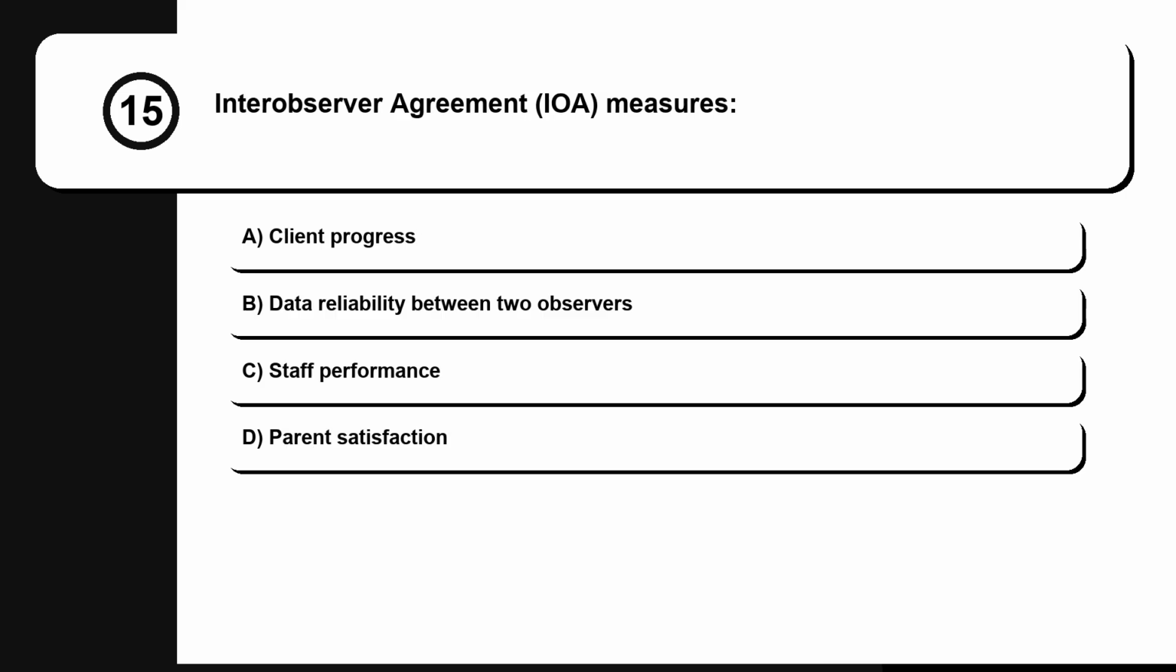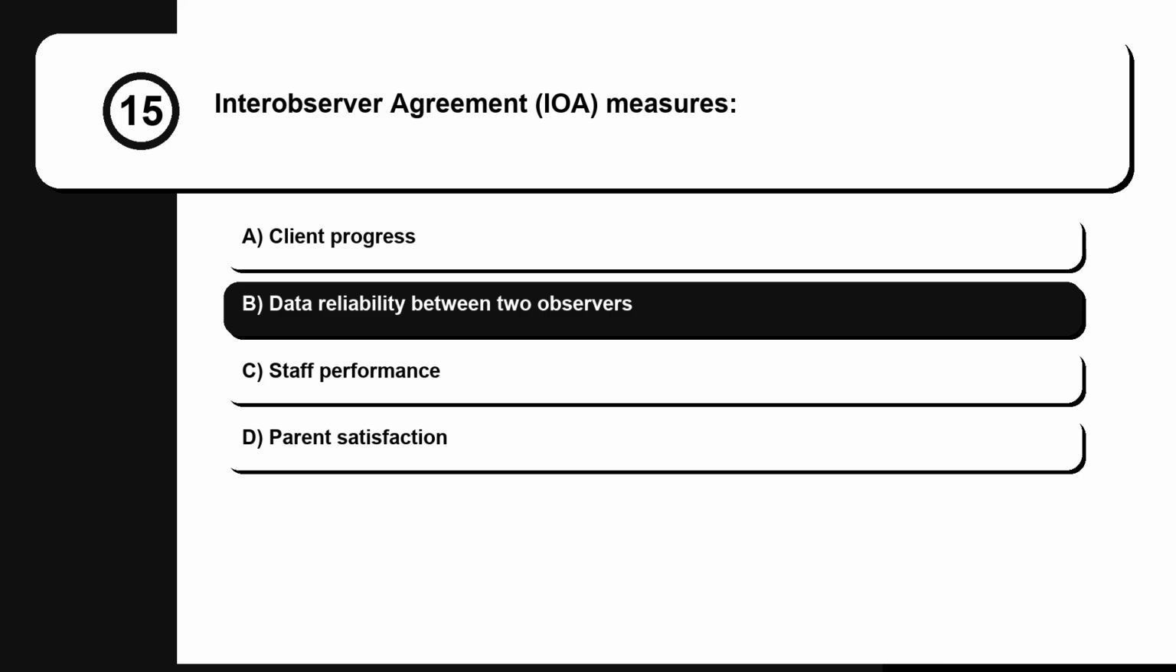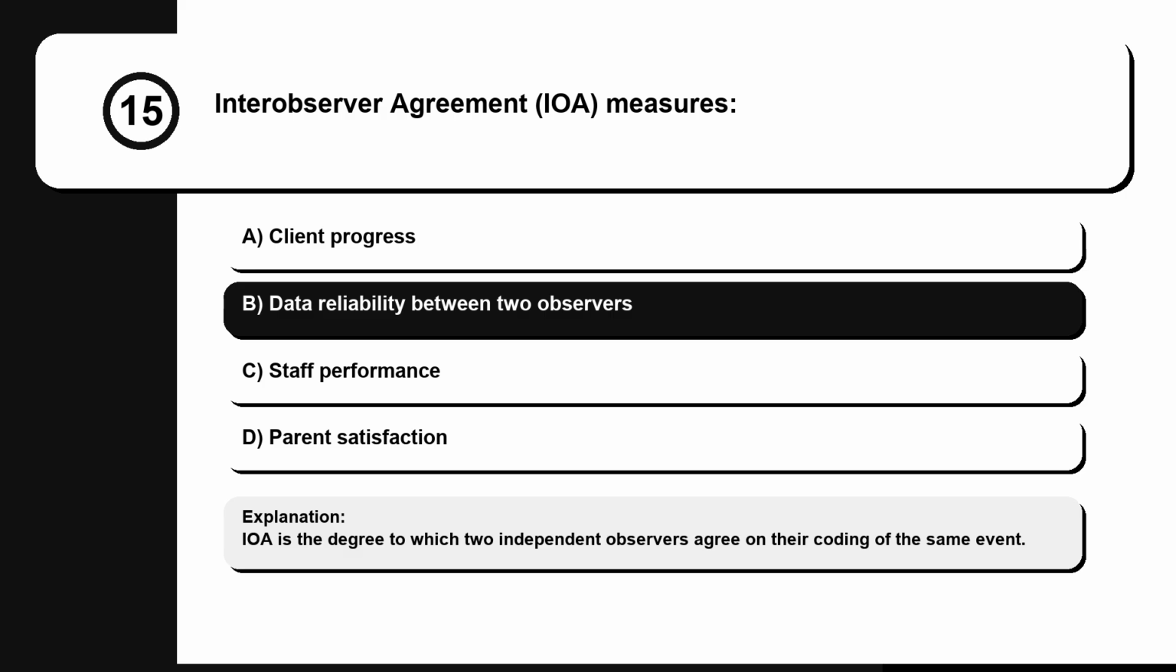Question 15. Inter-observer agreement, IOA, measures A. Client progress, B. Data reliability between two observers, C. Staff performance, or D. Parent satisfaction. The correct answer is B. Data reliability between two observers. IOA is the degree to which two independent observers agree on their coding of the same event.